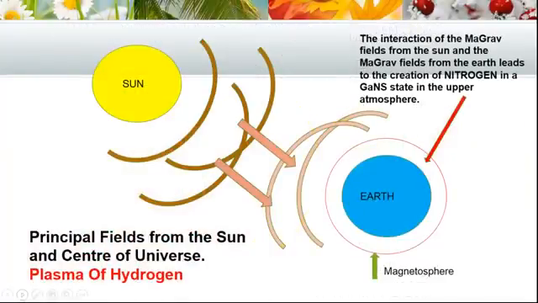Now, at the point of interaction between the two maggrav fields of the Earth and the sun, this leads to the creation of nitrogen in the upper atmosphere. So just bear in mind, we have the principal fields from the sun, which is the plasma of principal field of hydrogen. And when they interact at the magnetosphere, if you want to call it, the upper atmosphere of the Earth, we create the nitrogen, but it's in a gas form, and it's not the nitrogen gas as we know it. So just bear in mind, because that's very important. At this interaction at the very outer edges, we create the nitrogen gas.